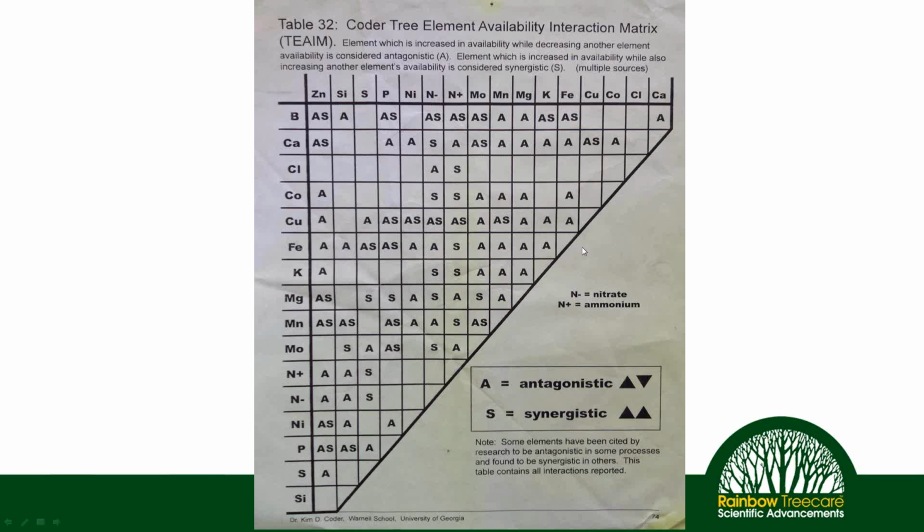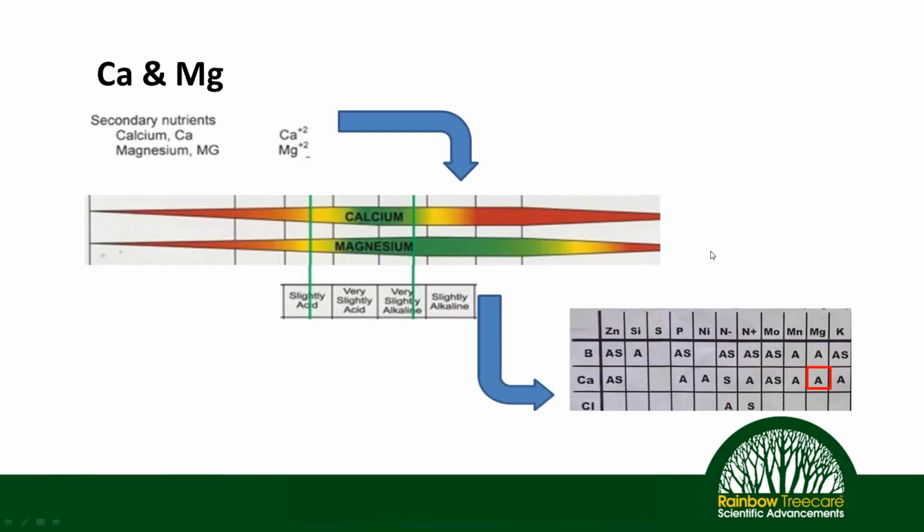Now that being said, we can also have elements that are antagonistic. So if we have too much of one or another, then we can actually be preventing take-up of one of these elements. Again, if we look at calcium and our positively charged nitrogen here, these two are going to be fighting each other to get into the plant. So if we over-fertilize or misapply either calcium or our ammonium, then we can still be creating a situation where the plant is not getting one of these two elements, and we are still going to have some kind of deficiency symptom in the plant.